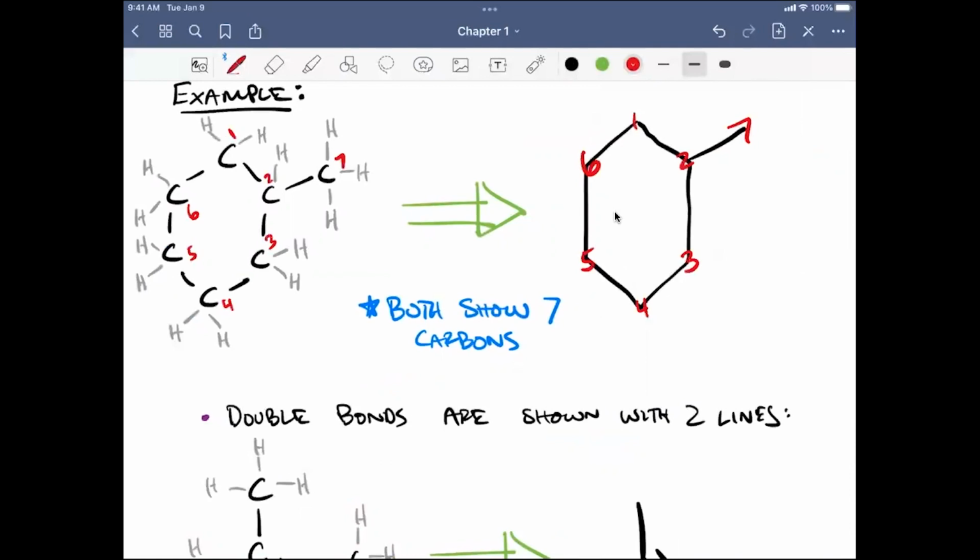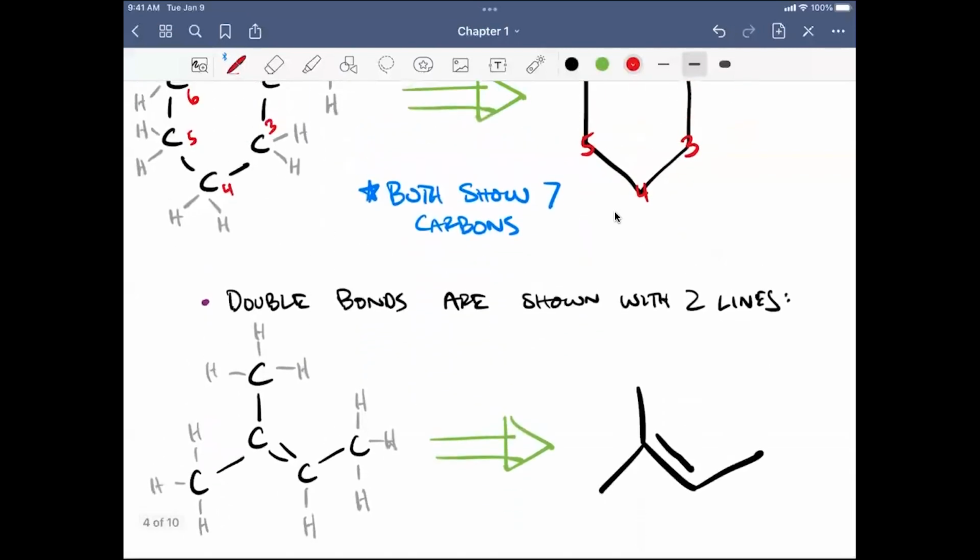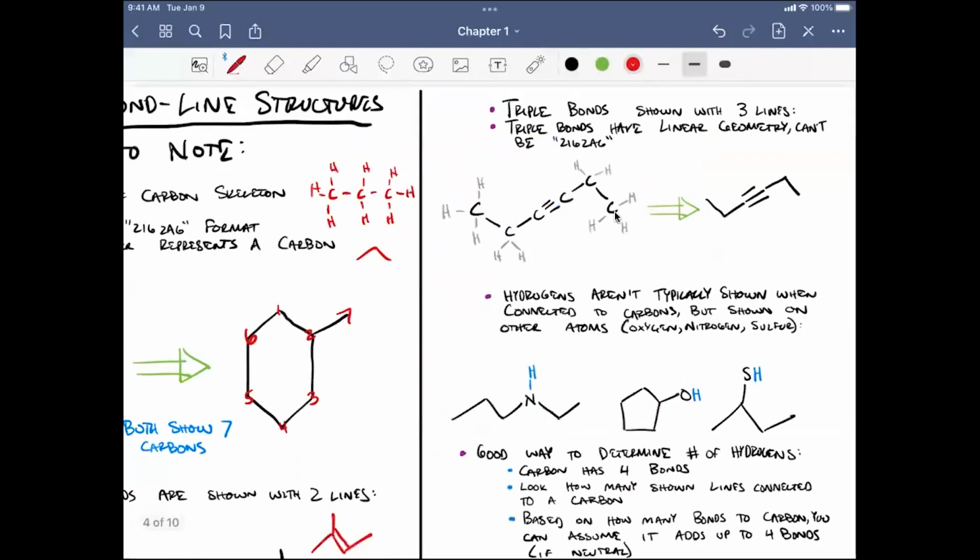So for these carbon skeletons, it's going to show up the exact same way in these bond line structures. Double bonds are shown the same exact way as you would in a Lewis structure. It's just shown with 2 lines. Often you will see, or I guess you won't see something like this. That's not really shown. You have to show this little gap right here. Same thing with triple bonds, as I'll get to right here.